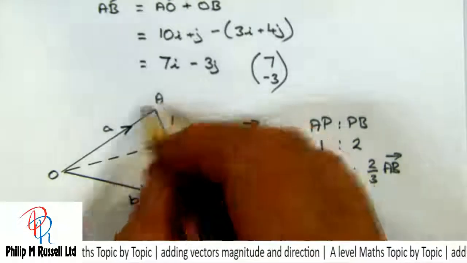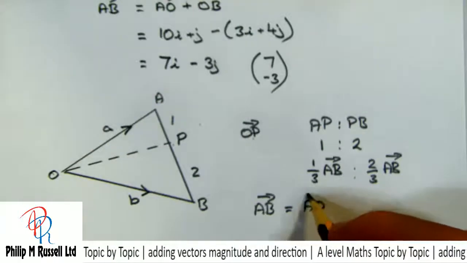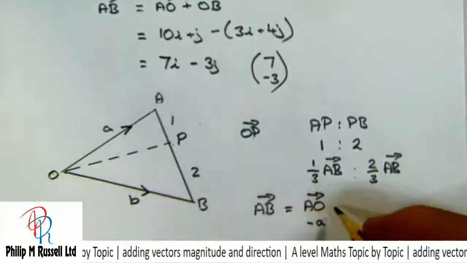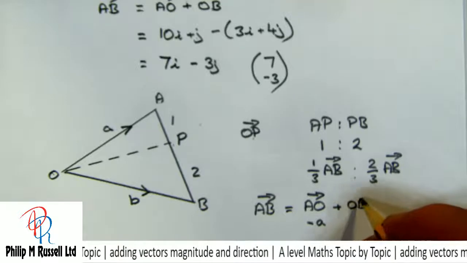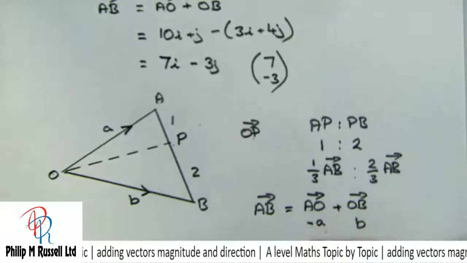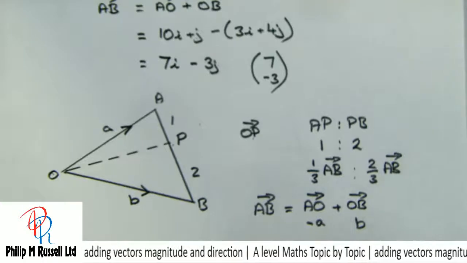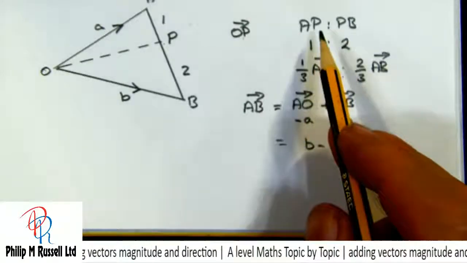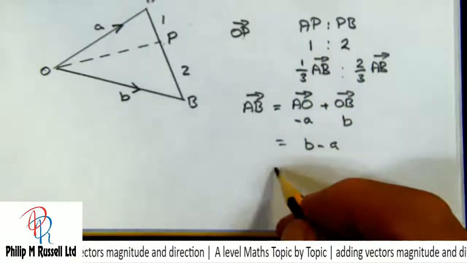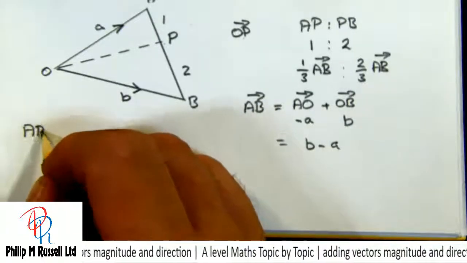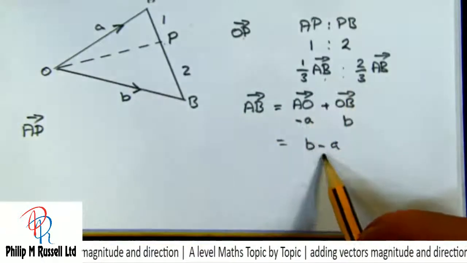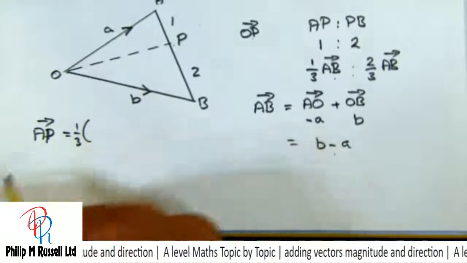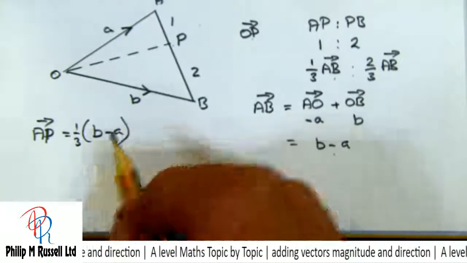AB is simply going to be AO, which in this case is minus A, and OB, which is B. And that's going to be therefore B minus A. So if I want A to P, we know that is going to be 1/3 of this, so it's going to be simply 1/3 of B minus A.